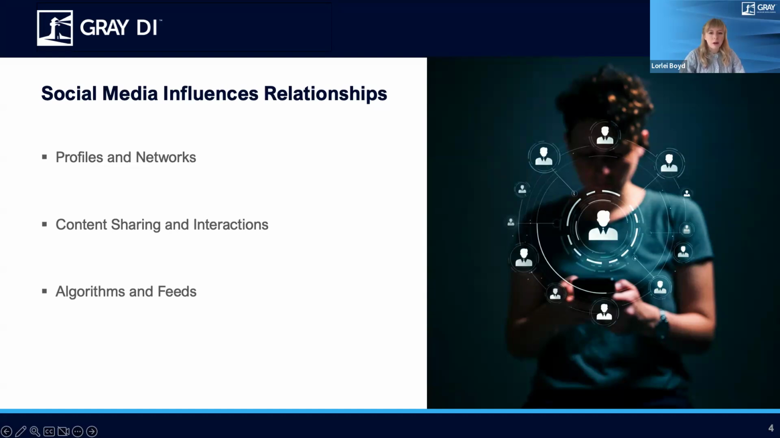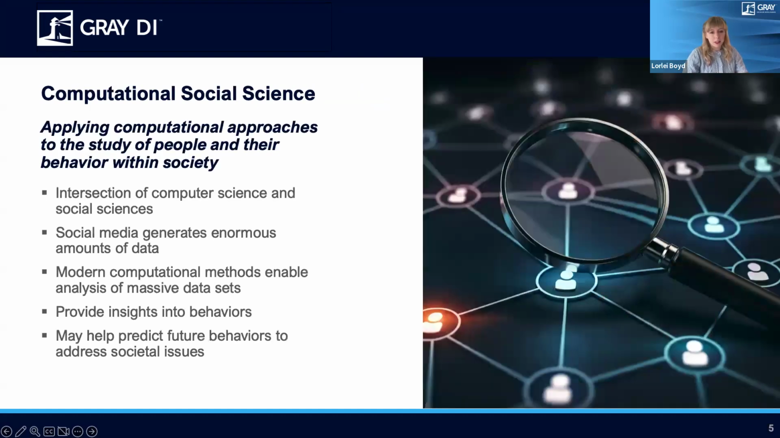Algorithms also play a role in amplifying content, making certain posts go viral and reach a wider audience beyond a user's immediate network. This can lead to forming new connections based on shared interests and experiences. Understanding social media's influence on human behavior and relationships is driving a demand for an emerging field of study in academia, and this would be computational social science.